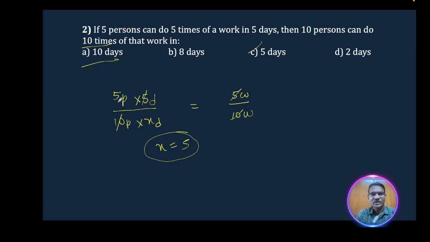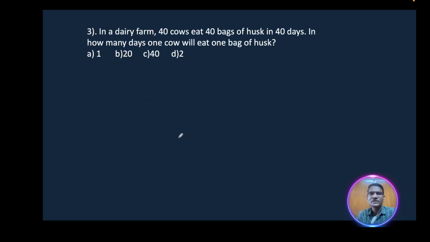From the given information, one person works 5 days to complete 1 unit of the work. Similarly, 10 persons can do 10 times of the work in 5 days only. All 10 people work 5 days to complete 10 units of the work. So this is the logic. But no need of logic here; simply write the given information in this particular way and simplify, you get the answer. So another similar model: 40 cows can eat 40 bags of husk in 40 days.